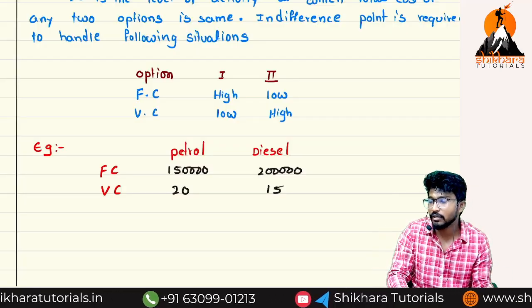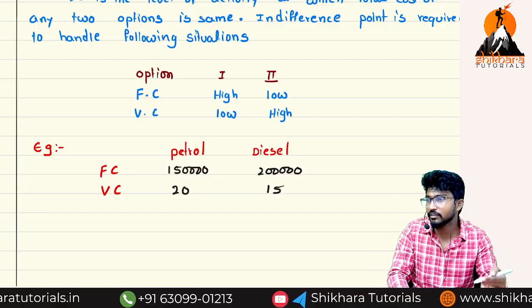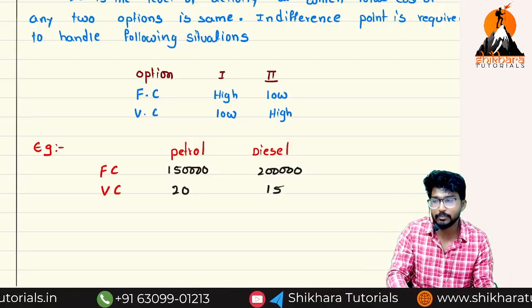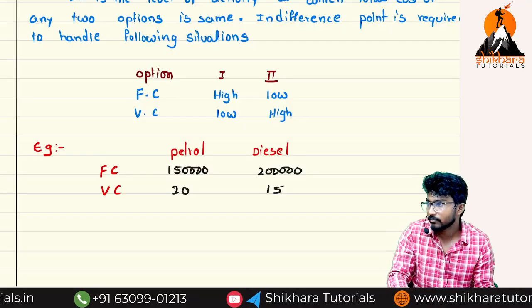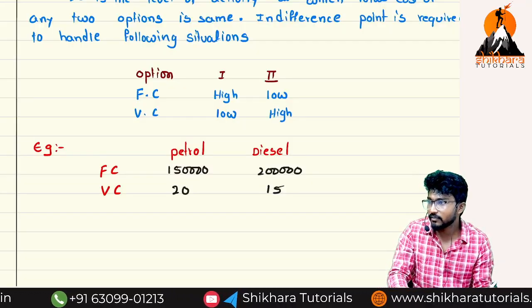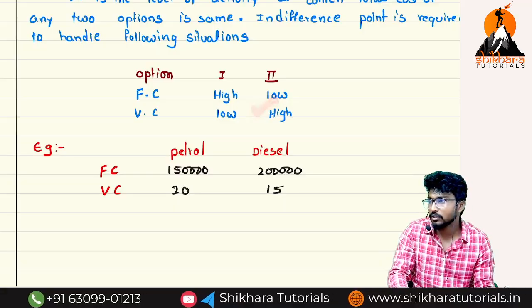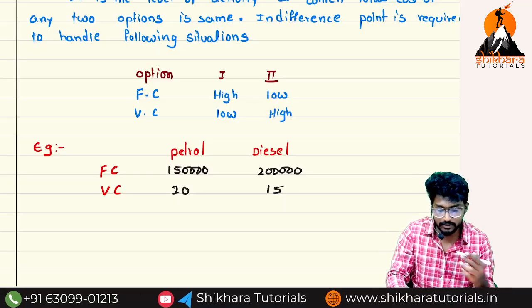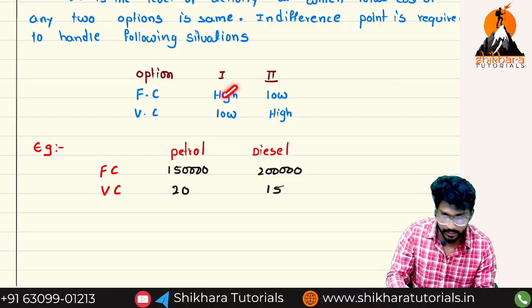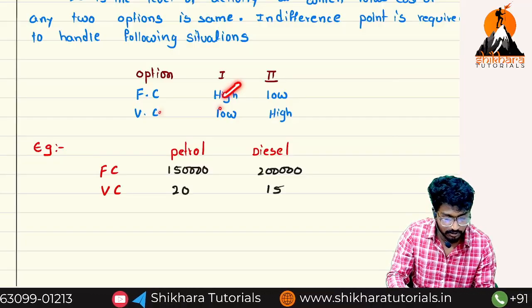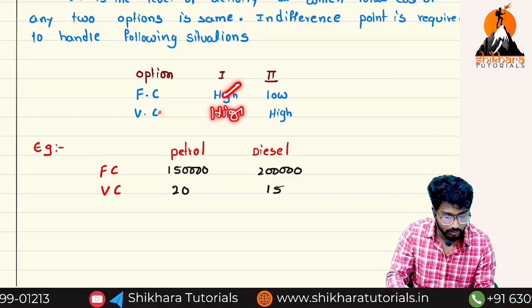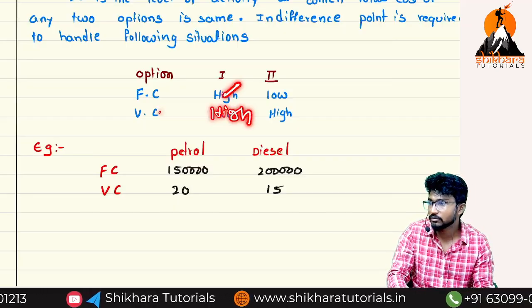In another option, one cost will be low, another cost will be high. Then only, that means in reverse order. The cost is in reverse order, then only we will use this indifference point. Like for example, here fixed cost is high as well as variable cost is also high. What will you do? Which option will you choose?